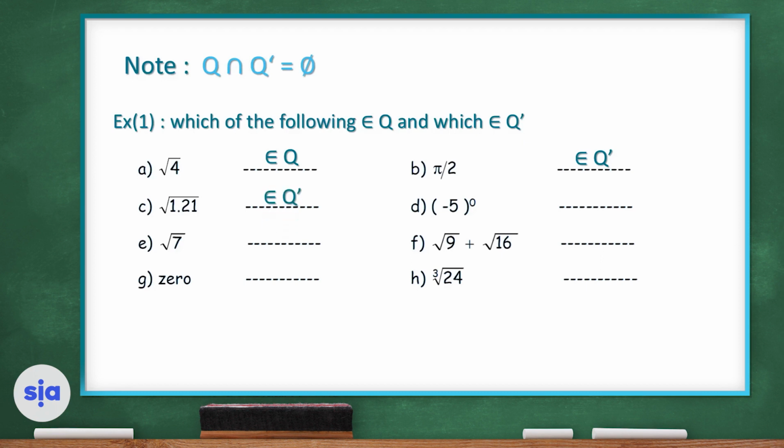Negative 5 all to the power of 0, anything to the power of 0 is 1, so negative 5 to the power of 0 is 1, which is a rational number. Square root of 7 is an irrational number. Square root of 9, which is 3, plus square root of 16, which is 4, then 3 plus 4 is 7, which is a rational number. 0 is a rational number. Cubic root of 24 is an irrational number.